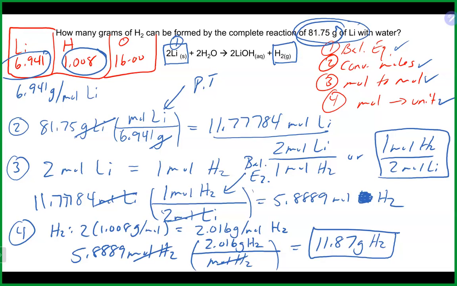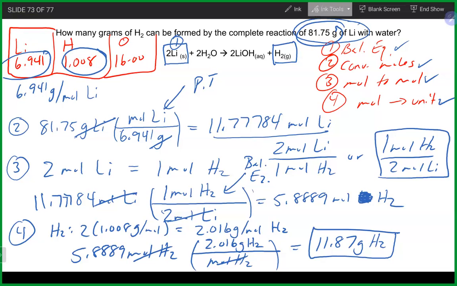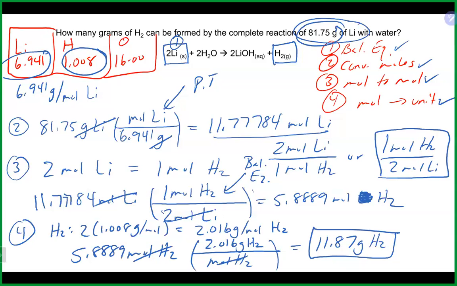So what does this number really mean? This number really means is if you did this reaction and you threw in there about 81.75 grams of lithium, everything went perfect, there was no side reactions, you weren't a klutz that spilled anything along the way, you should get out exactly 11.87 grams of H2.